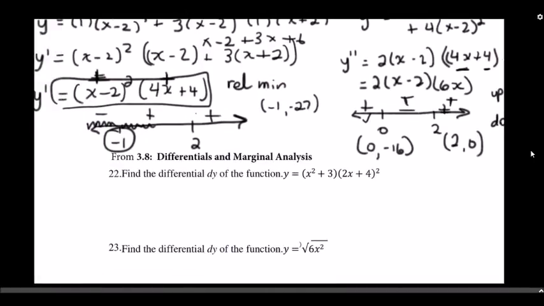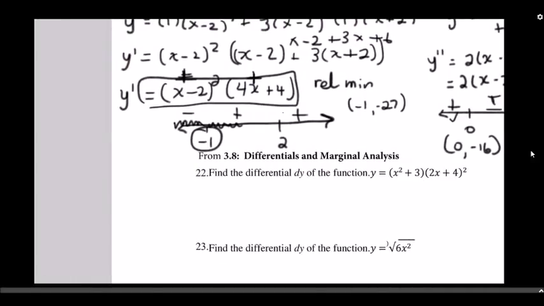Okay, question 22, we need to find the differential dy. So pretty much we're finding the derivative of this function here. There's going to be a product rule. We have the product of two functions, this and that, so it's going to be f prime g plus g prime f. I'm going to start by finding dy/dx.